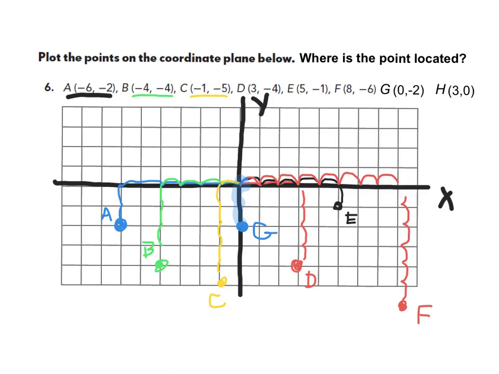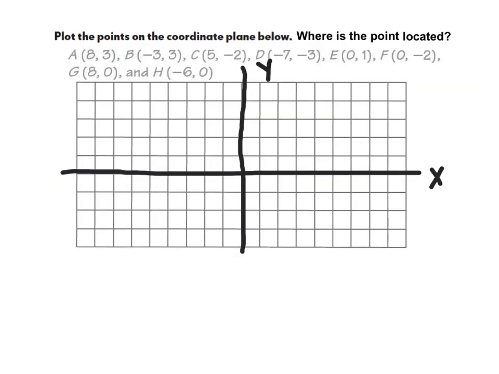The next one, point H, is at 3, 0, so 1, 2, 3, but not up or down at all. So I would put that point right here and call that point H. Point H is on the x-axis, point G is on the y-axis. You can try these spots and see if you can not only put them on the coordinate plane, but also show where they're located.